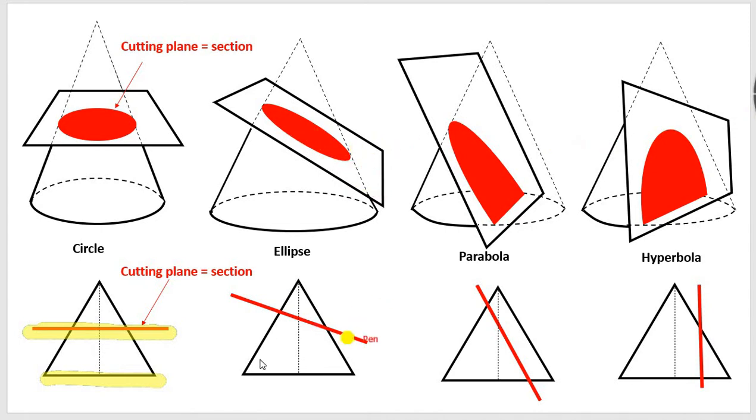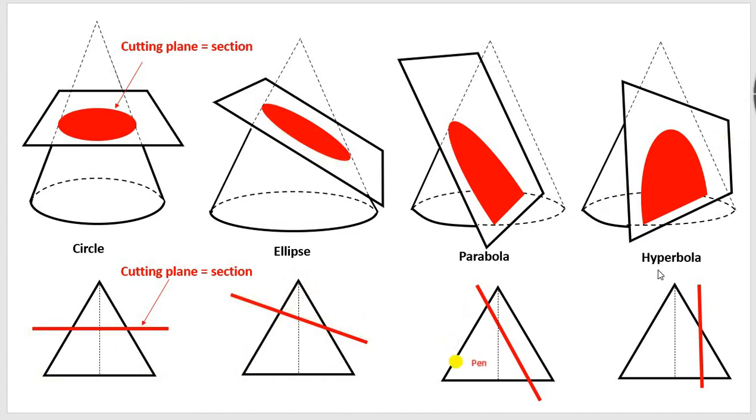Then if you are cutting the right circular cone at an angle and it is cutting both the generators, the one generator and the second generator, and this is your cutting plane. Now if your cutting plane is inclined to the base or to the axis and it is cutting both the generators, then the section that you get is your ellipse. This is your ellipse.